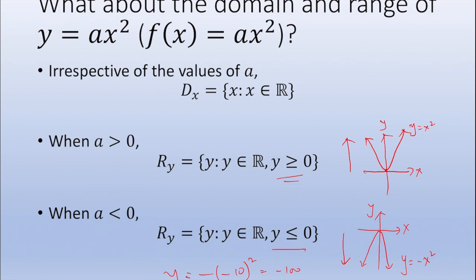Or, let's take another example, y equals minus 10 squared, which equals minus 100. Again, you know that is below 0. Therefore, you must know the range when a is less than 0 is actually y is a member of the real numbers, an element of the real numbers, and it is less than or equal to 0.